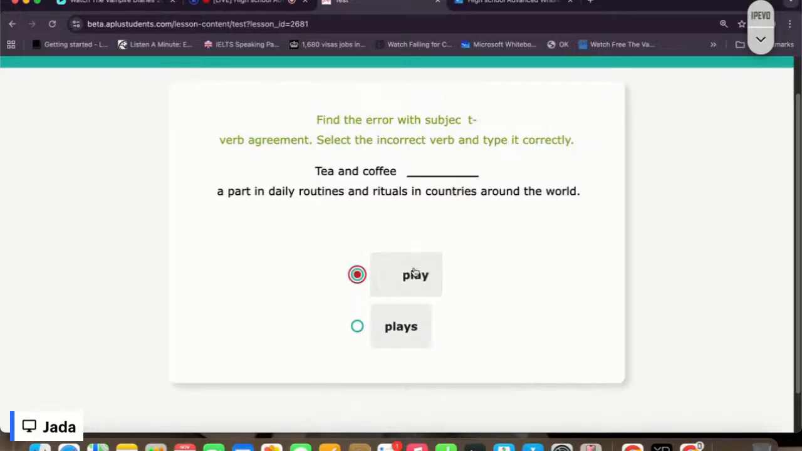So we have play. Alright, that's it for our lesson under the subject verb agreement. Can you tell me if you have any questions?